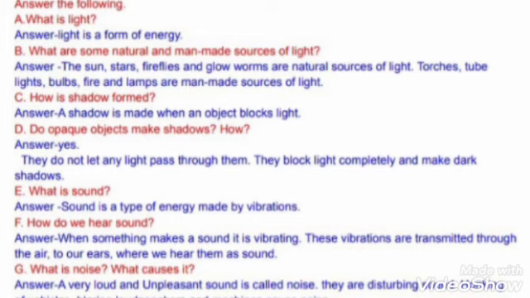Question 5. What is sound? Sound is a type of energy made by vibrations. Question 6. How do we hear sound? When something makes a sound, it is vibrating. These vibrations are transmitted through the air to our ears, where we hear them as sound.